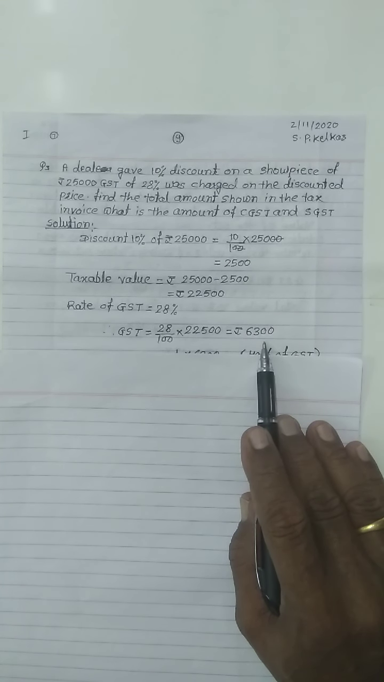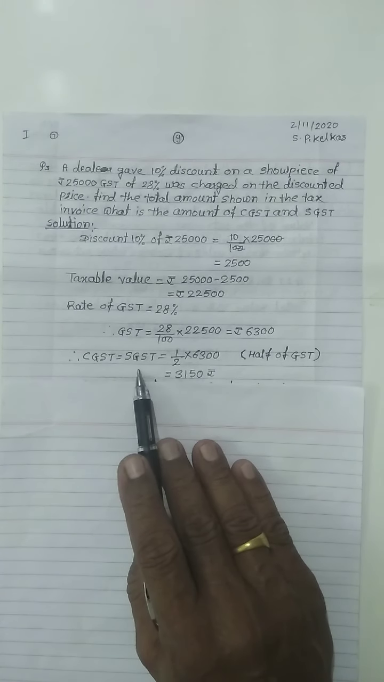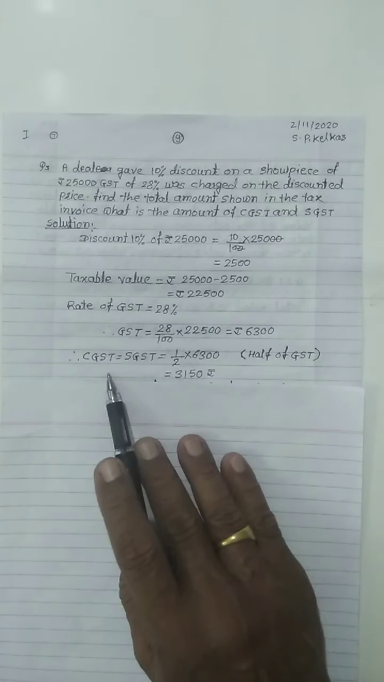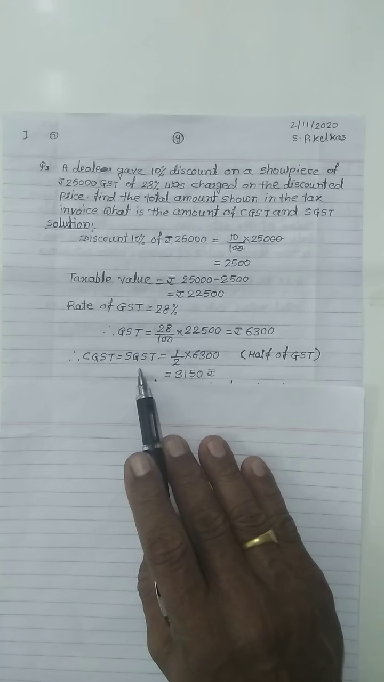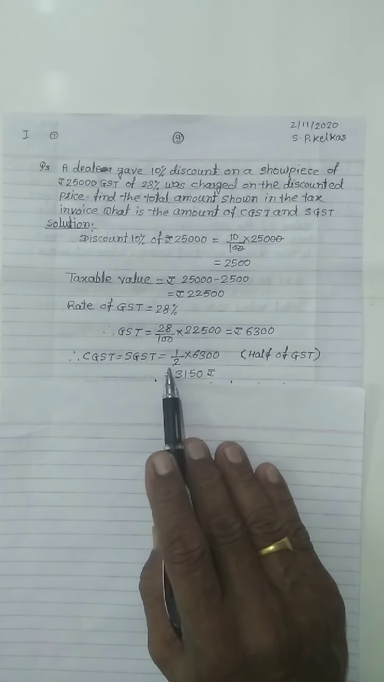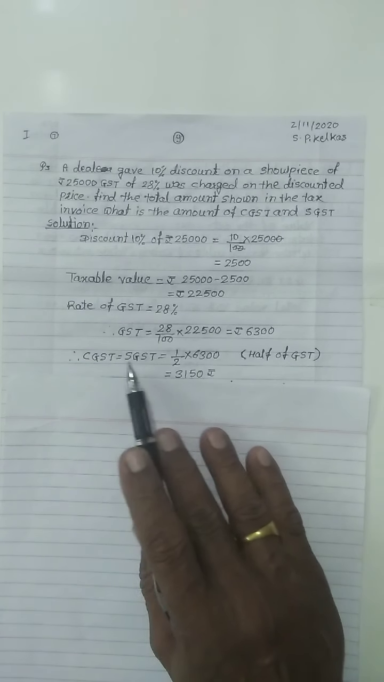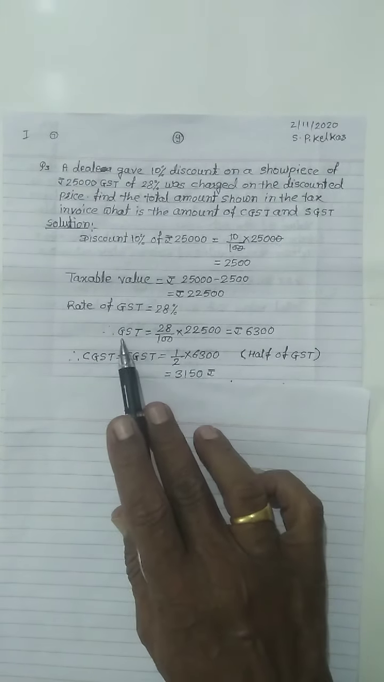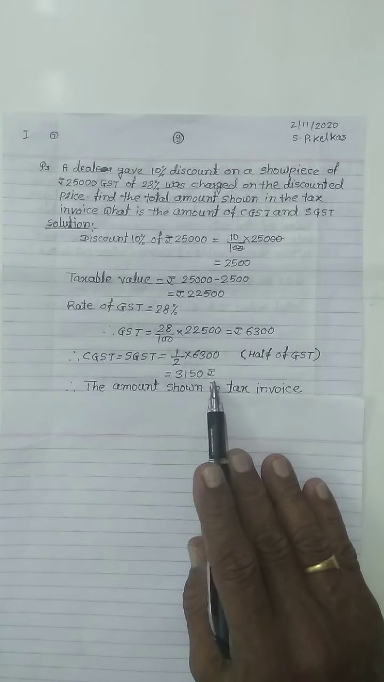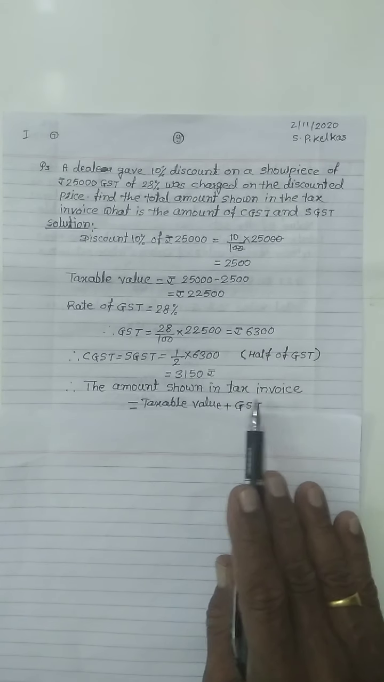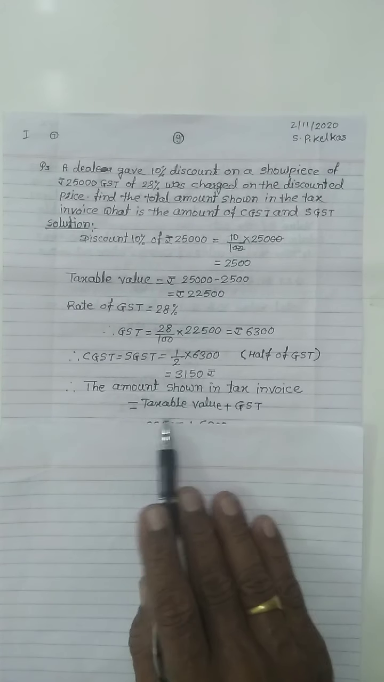We get here 6,300 rupees GST. Now CGST and SGST are the same, which is the tax for the central government and this is the tax for the state government. Then each equal to 1/2 GST. Means these two taxes are the half of the GST. We get here 3,150 rupees.